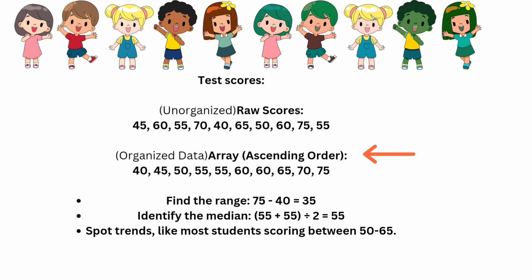Now after arranging these scores, we can quickly find the average. We can even find the median as well. Again, we can spot the trends, like most students score between 50 to 60. So these are the benefits of arranging the raw data in ascending or descending order. It means in an array.